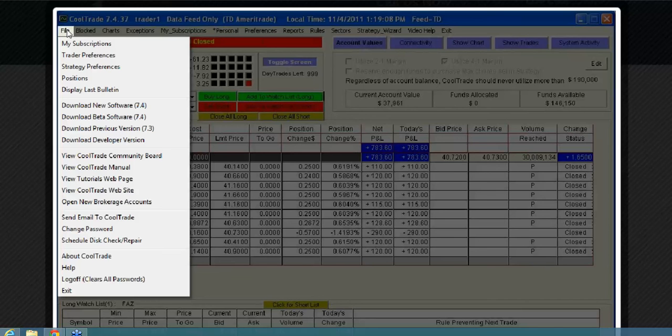Manual, download the developer version, send emails to CoolTrade, change your password, open a new brokerage account, so you get a whole bunch of things that you can do there.